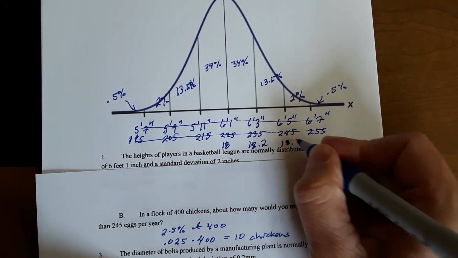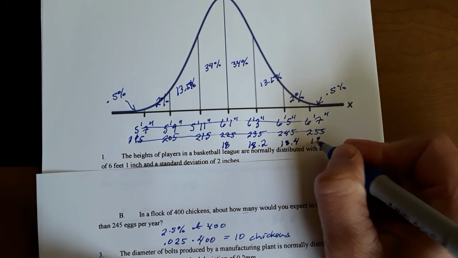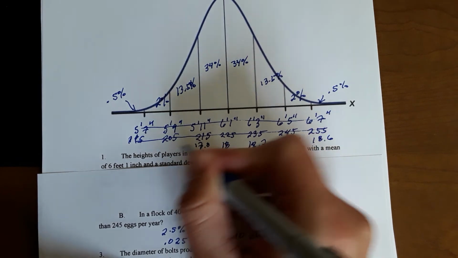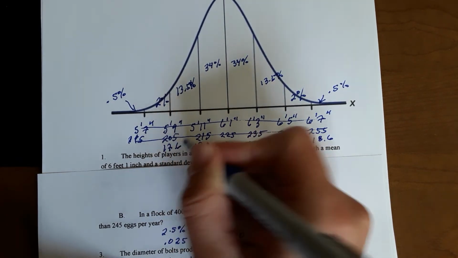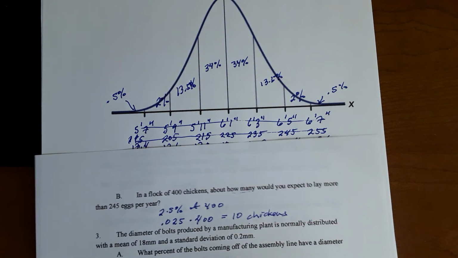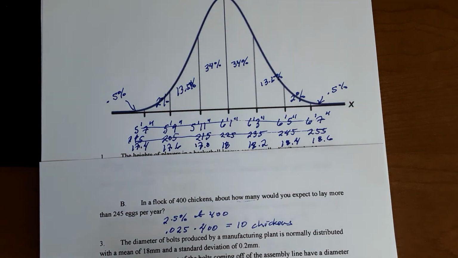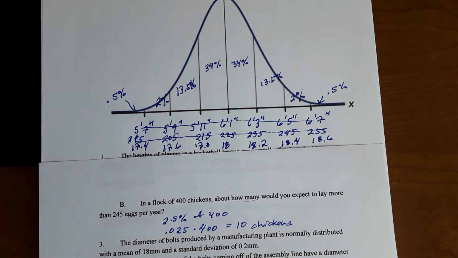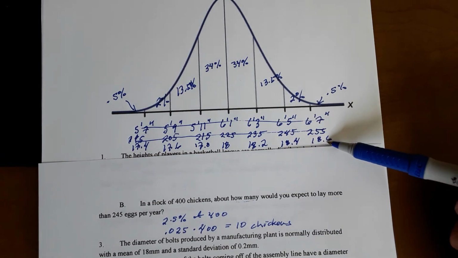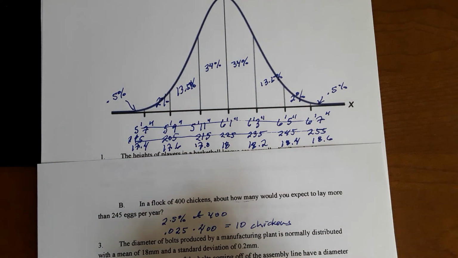So 18.2, 18.4, 18.6, and then subtract going to the left. So 17.8, 17.6, 17.4. And then we answer the questions the same way. Question A, what percent of the bolts coming off the assembly line have a diameter greater than 18.4? Here's 18.4, so greater than is above.